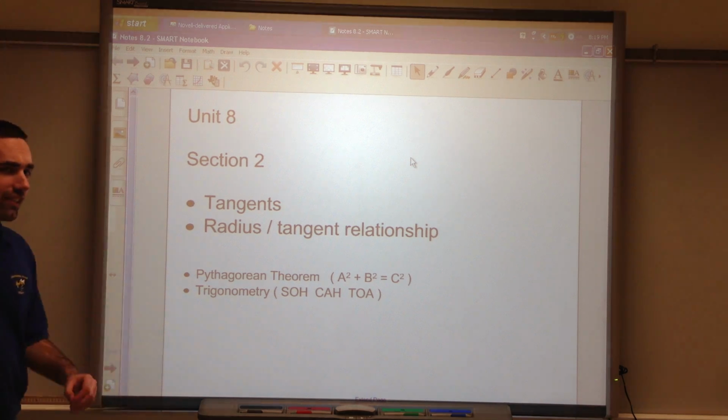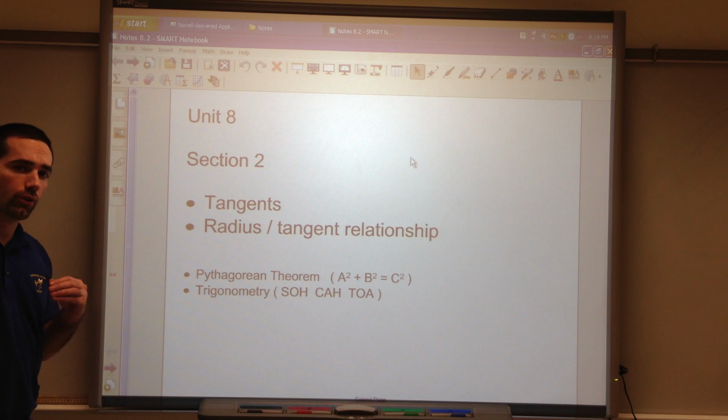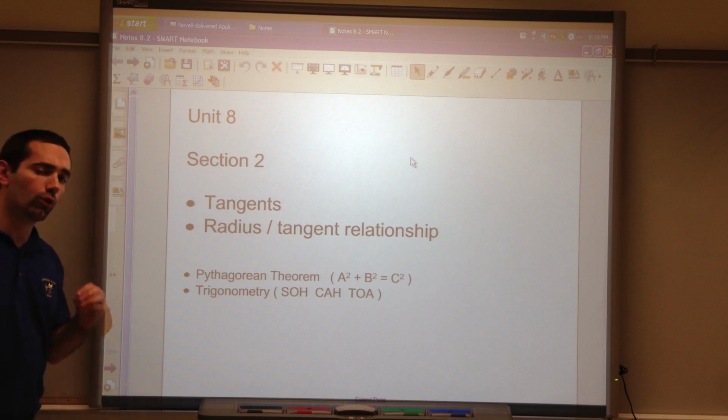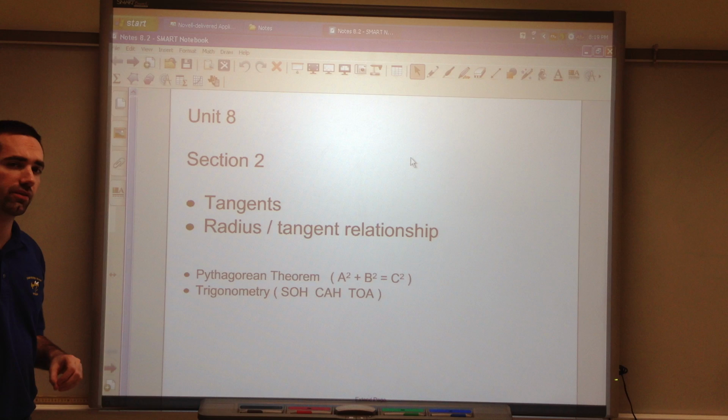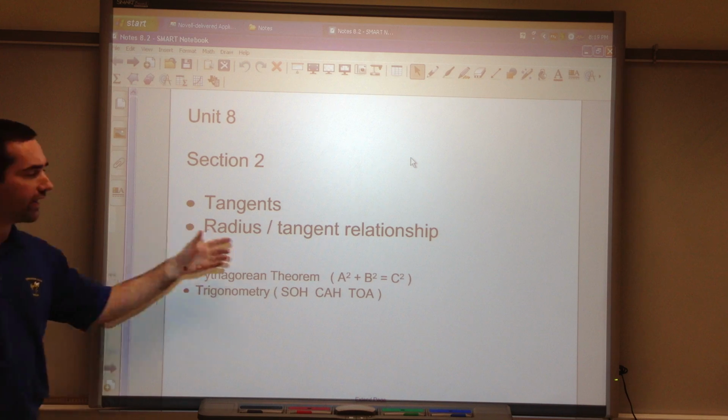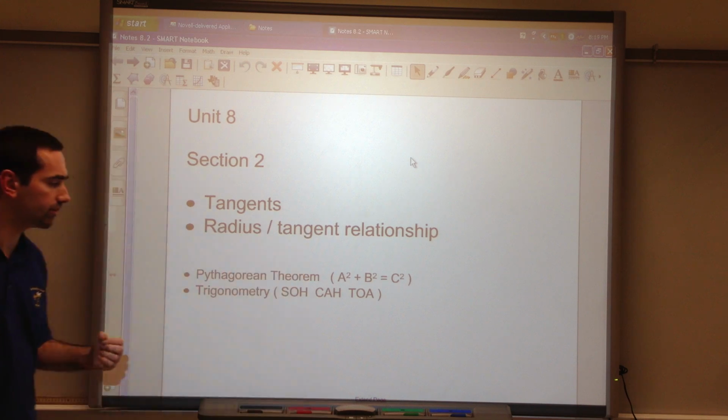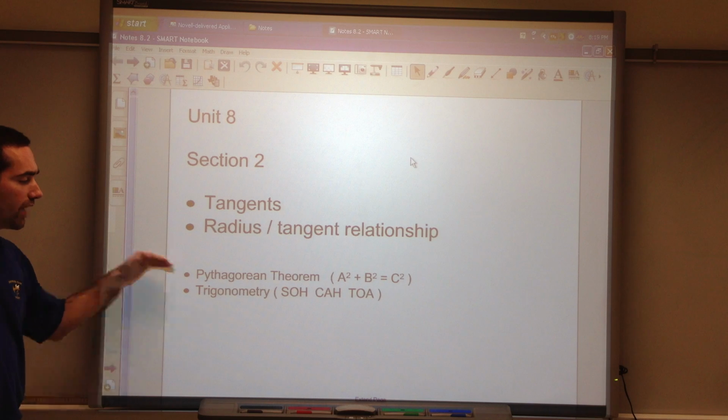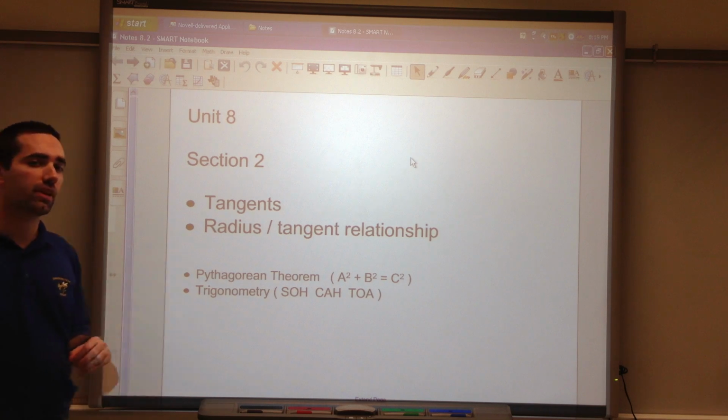Let's look at Unit 8, Section 2. We're still going to be talking about circles, but we're going to look at tangents, radius, and the tangent relationship. We're going to be touching on Pythagorean theorem and trigonometry in this section.